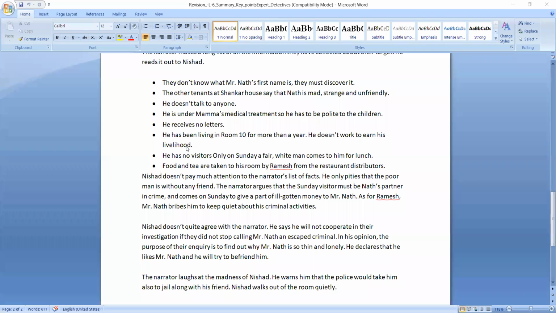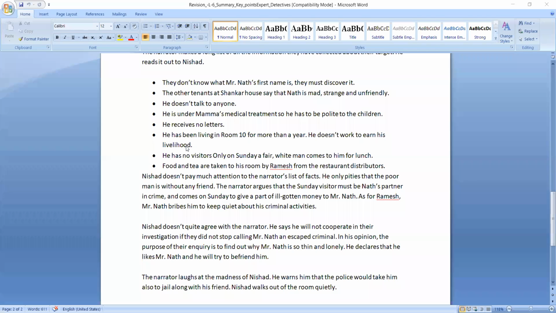He has been living in room 10 for more than a year. He doesn't work to earn his livelihood. Actually, he was not earning. He was not doing any job.